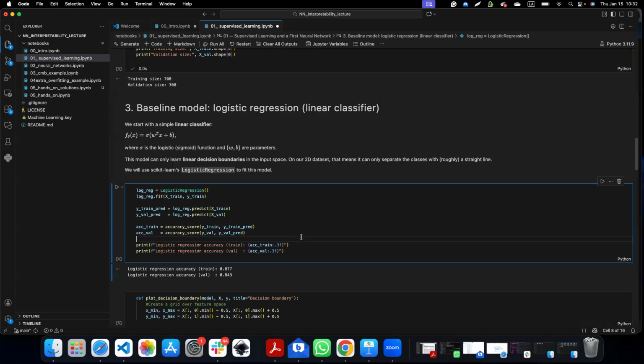So once we train the model, now what we want is to predict, right? Okay, maybe here I made a mistake and it shouldn't be train, it should be val.